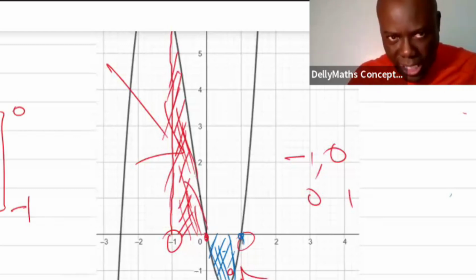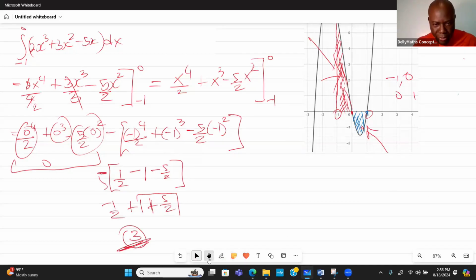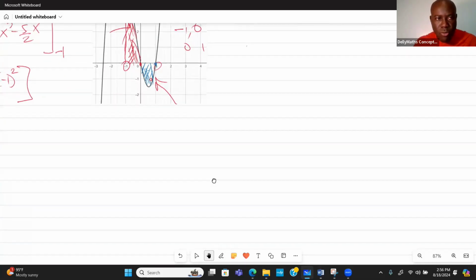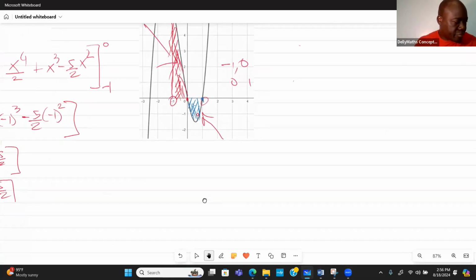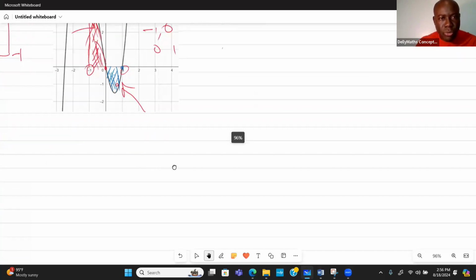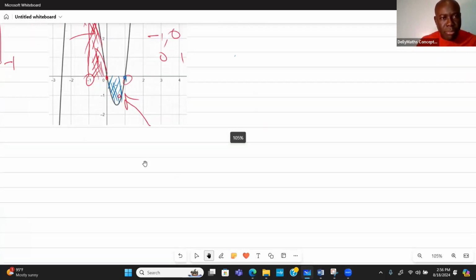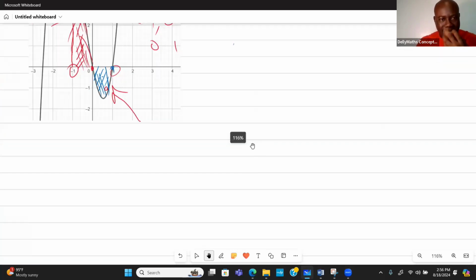Let us now take a look at the other part. Now, remember, we're dealing with the part in blue right here. So the part in blue is underneath the x-axis. So we're definitely expecting to get a negative value, but we're going to fix it up. So we're going to take the definite integral. We're going to take it from 0 to 1.